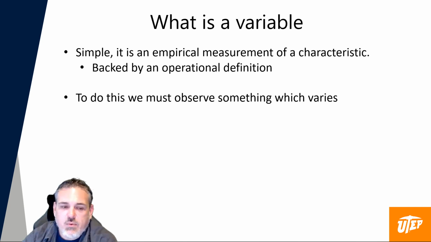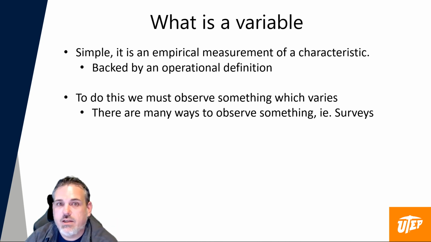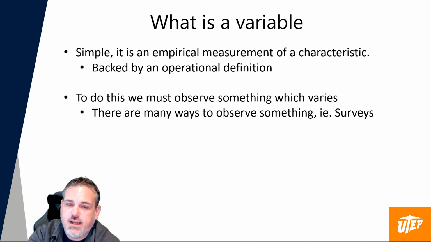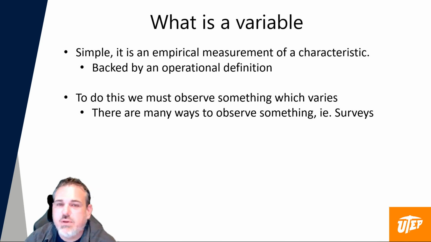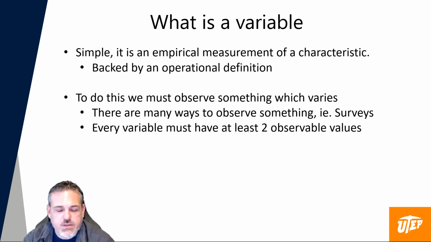There are really a couple ways to do this. There are lots of ways to observe something. Surveys, looking at country codes or country reports, designing your own study. There are lots of ways to observe concepts that vary, to create a variable. But we need to know that every variable that we are looking at just has to have two observable values. So when we're attempting to measure a concept, we have to have at least two observable values because without two quantities in a variable, we can't assess differences. We're simply unable to statistically.